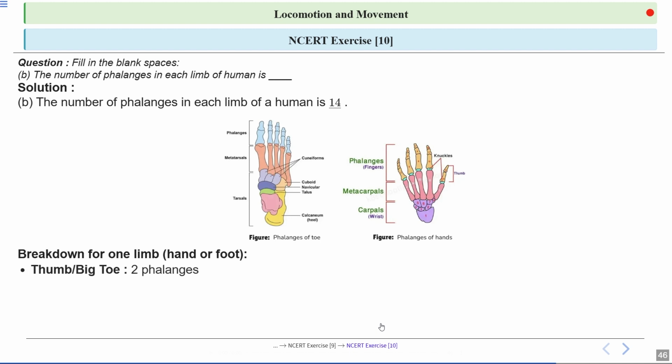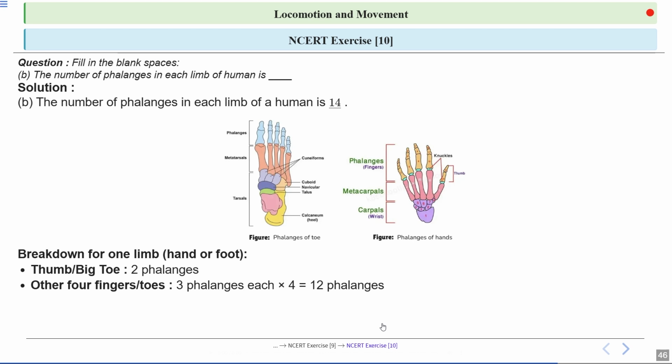Let's break it down. First, the thumb or big toe has two phalanges. Think of the thumb as being a bit different from the other fingers. It's shorter and only bends at one joint. The same goes for the big toe, and this is why they each have only two phalanges. Now the other four fingers or toes each have three phalanges. So that's three bones per finger or toe multiplied by 4, which gives us 12 phalanges.